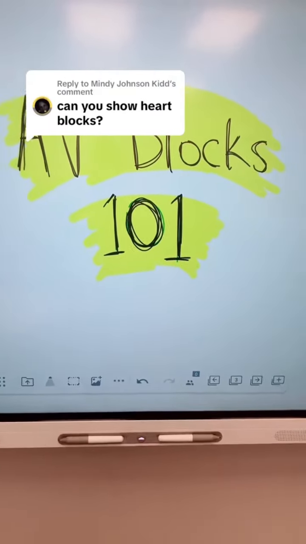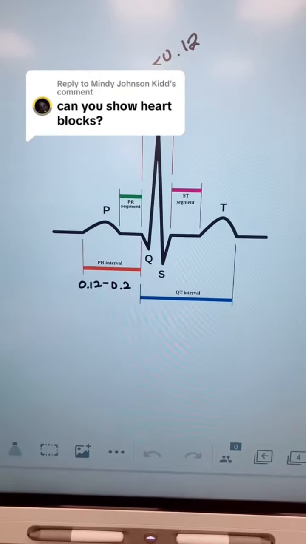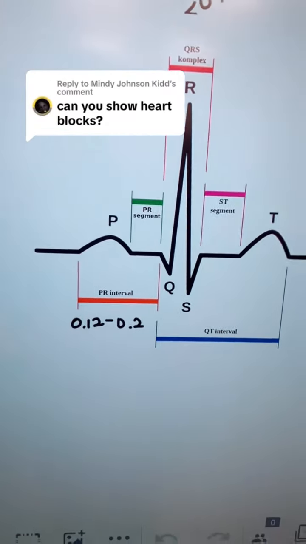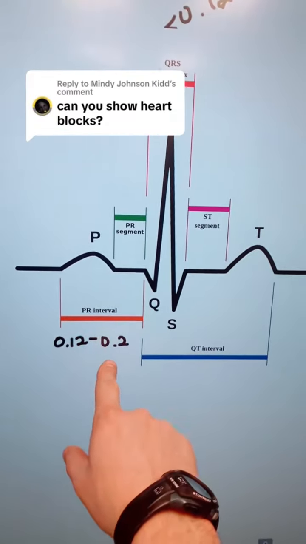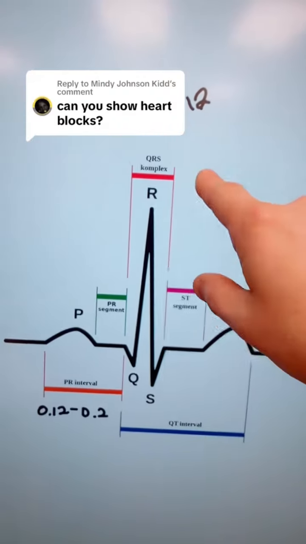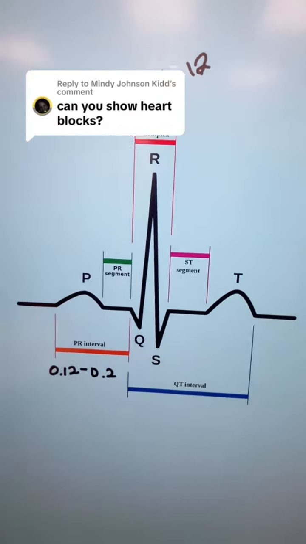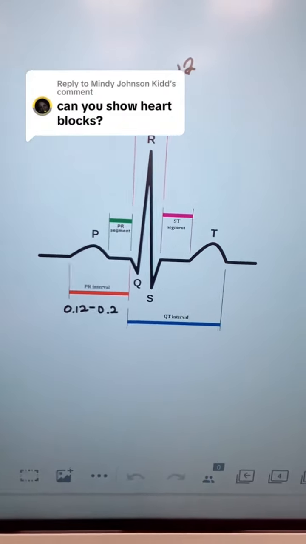All right, let's do AV Blocks 101. Before we get started, it's really important that you know what your PR interval is. A normal PR interval is 0.12 to 0.2, and your normal QRS interval is going to be less than 0.12. You have to know what's normal before you can know what's abnormal.